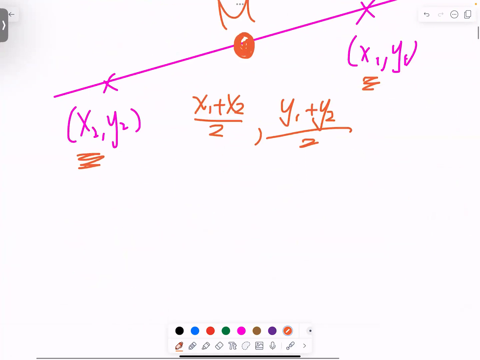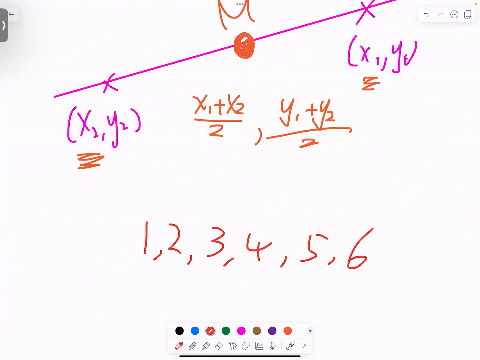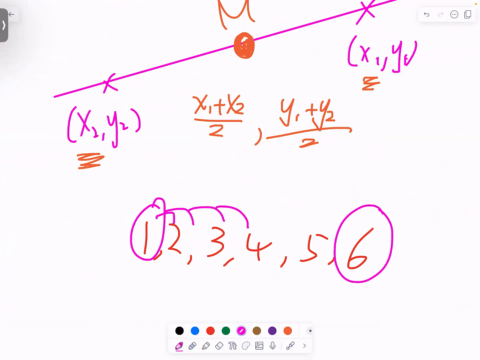How do I know? Let's say if it's just normal numbers, 1, 2, 3, 4, 5, 6. I want to know the middle number between 1 and 6. What will it be? You add them up because they are just adding up the same thing. So you can use this method. Even for the coordinates, it's all in order. So you can use that.